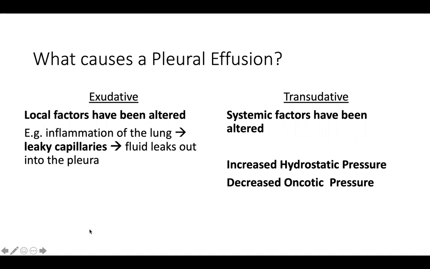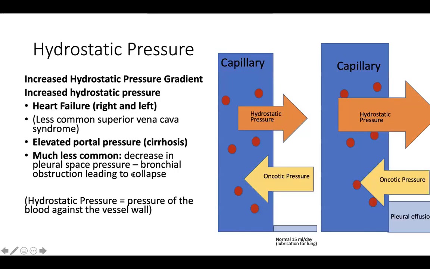I'm going to go through these now. First, a transudate, where we're talking about systemic factors. It's often more likely to be bilateral, because if it's systemic, why would it specifically affect one side? It can still affect one side, but if you're seeing a bilateral effusion, it's much more likely to be a transudate. And the first thing that can happen is hydrostatic pressure as a cause.